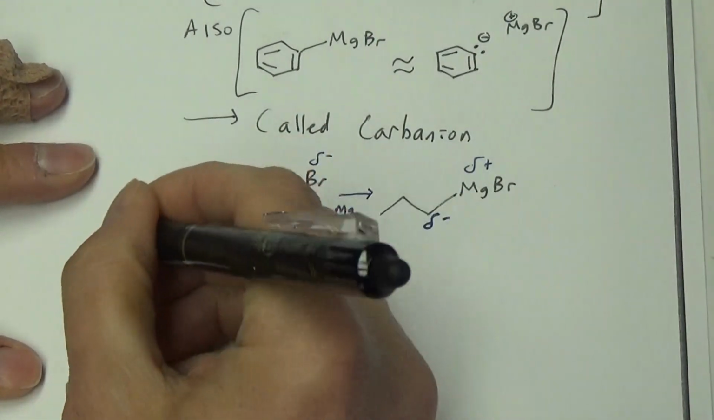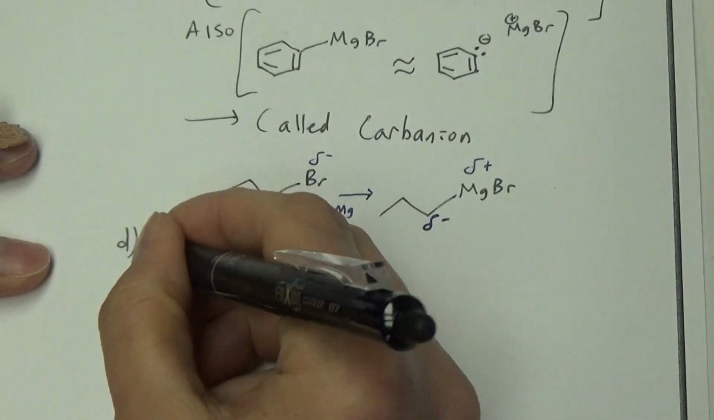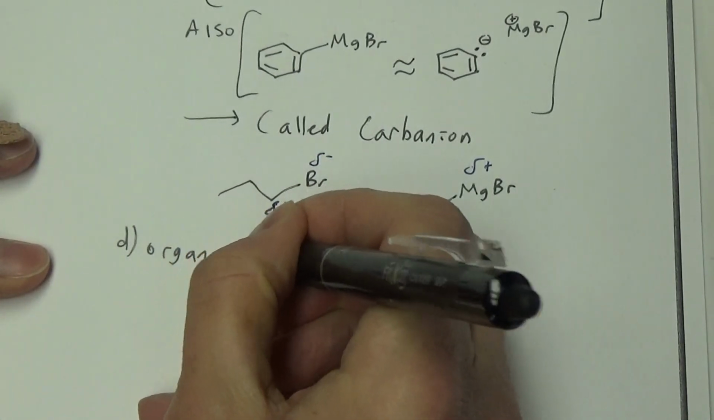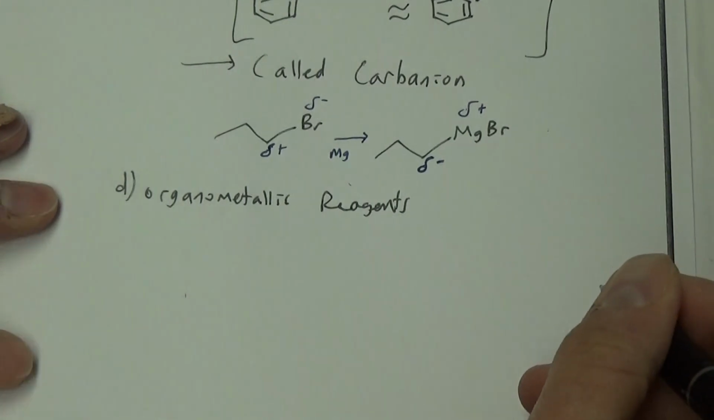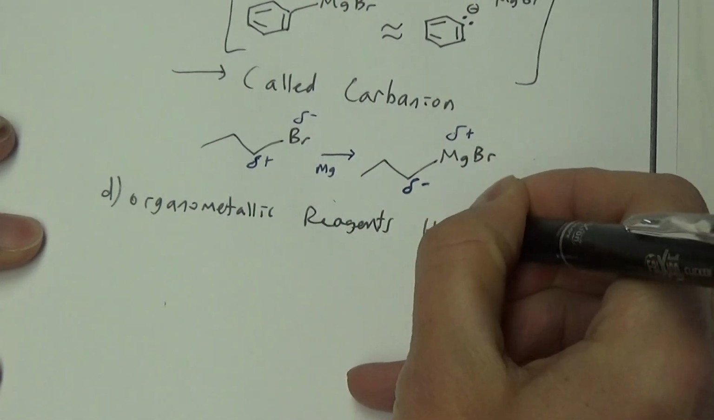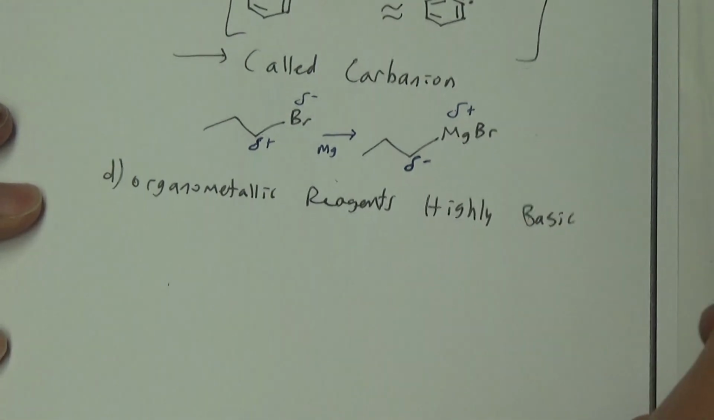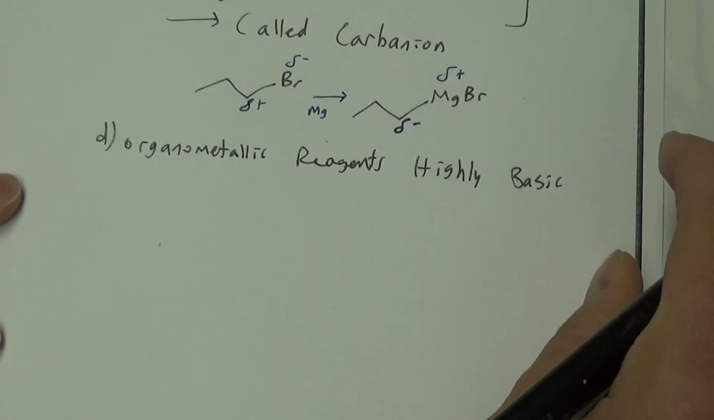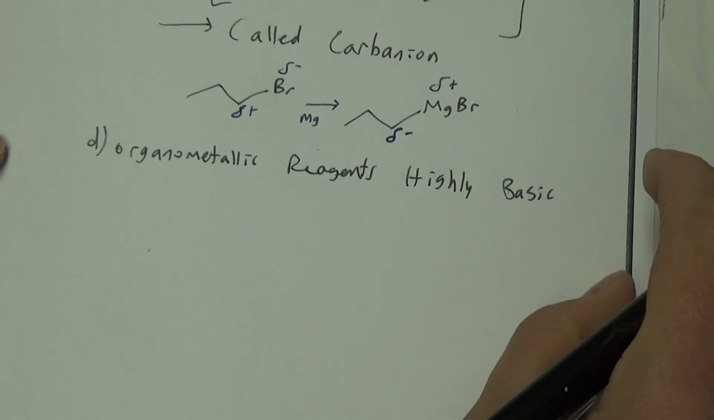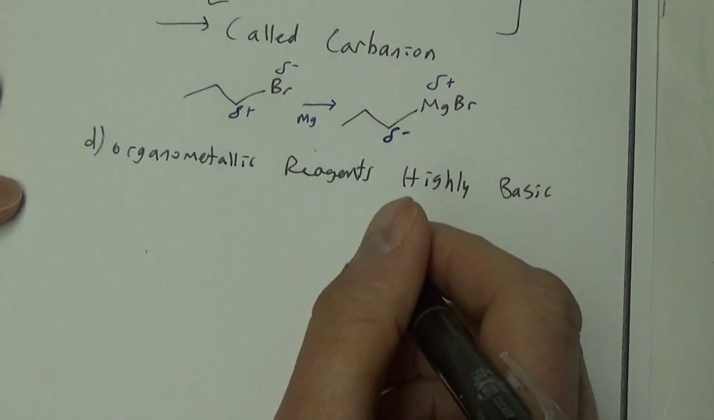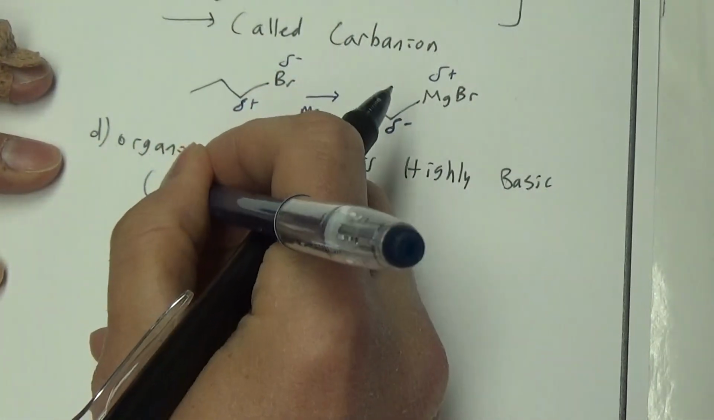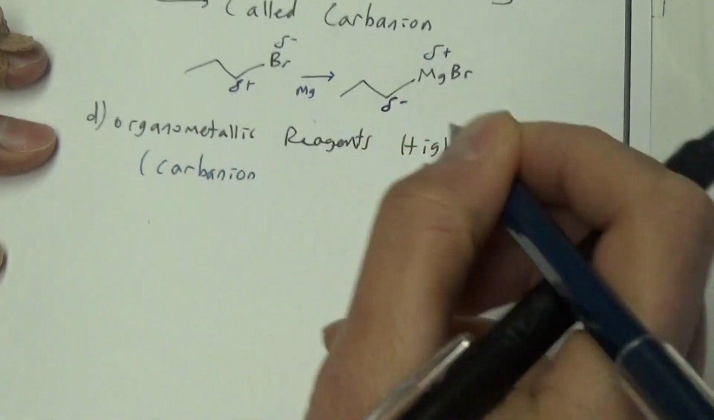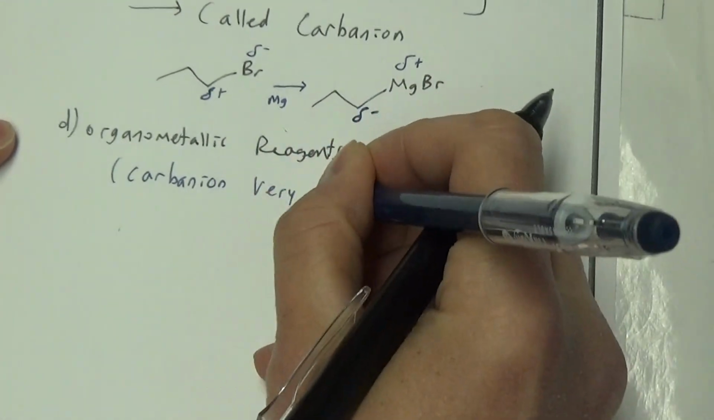All right, so then for D, organometallic reagents are highly basic. I already said that. If they see a proton somewhere, they just rip it off because they're incredibly basic, some of the most basic chemicals in the universe. So carbanion is very reactive as a base.